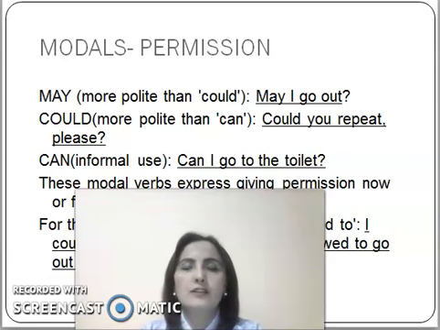Dear students, we will continue talking about the modals of permission here. For the past, we have could or be allowed to. I could go out with my friends. I was allowed to go out with my friends.